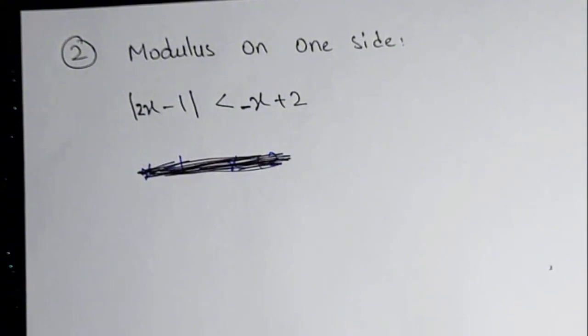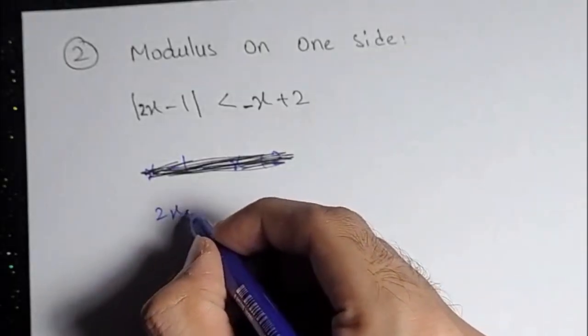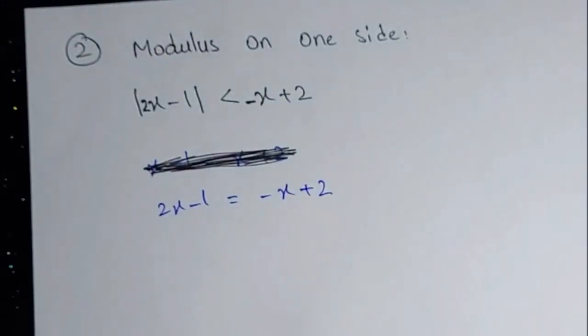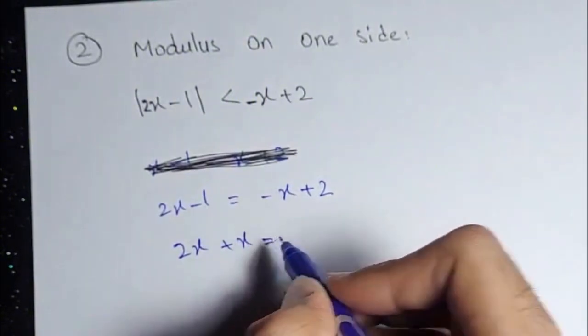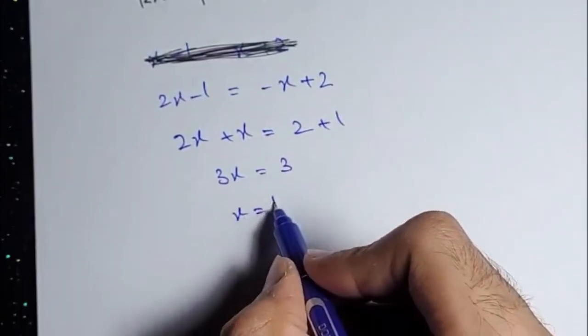So this is the second type of the inequality question and the fourth type of the modulus question. So we cannot just square both sides as we did in the first three types. This is a different type and we have to use a different technique to solve it. What we need to do is equate 2x − 1 equals negative x + 2. Now find the value of x. 2x + x equals 2 + 1. 3x will be equal to 3, so x will be equal to 1.